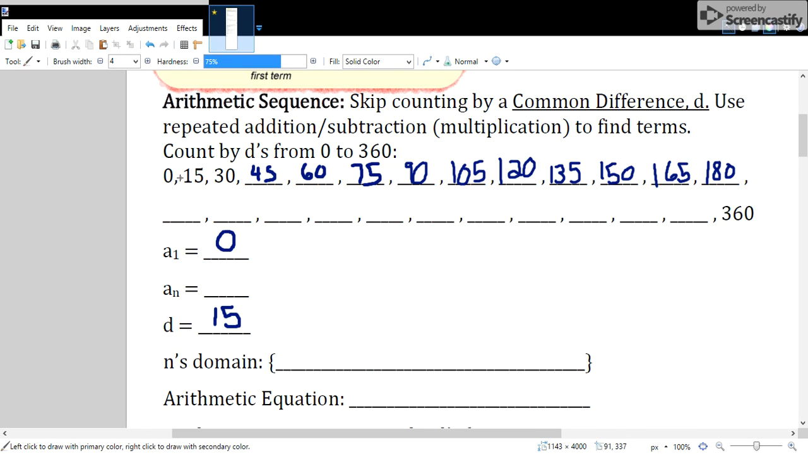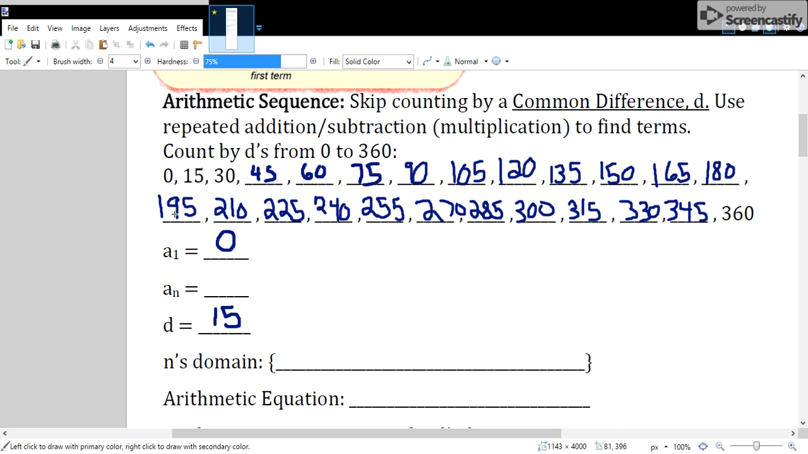Okay, we're halfway there. 0, 15, 30, 45, 60, 75, 90, 105, 120, 135, 150, 165, 180, 195, 210, 225, 240, 255, 270, 285, 300, 315, 330, 345, and 360.